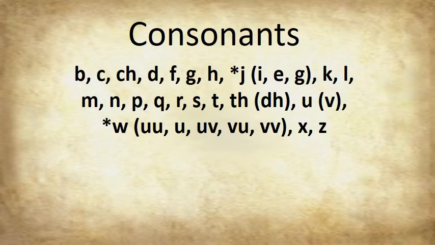For those of you who are listening to this video as opposed to watching it directly, I'll just read out the consonants. We have B, C, CH, D, F, G, H, asterisk J. The reason why that's there is because J does not appear in Old High German manuscripts, but rather we have I, E, G to represent J. We have K, L, M, N, P, Q, R, S, T, TH. Afterwards, we have U and its variation V.